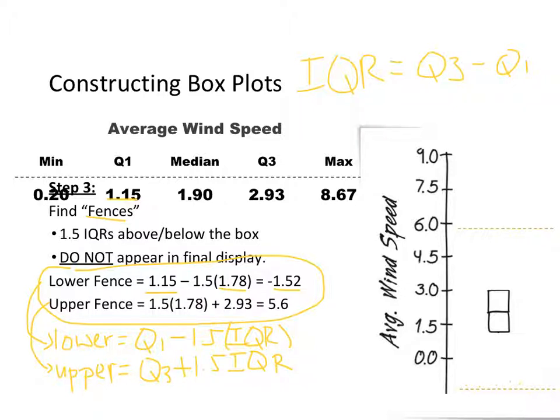If we were to look at our upper fence, note to self, we took our upper quartile, the 2.93, we added 1.5 times our IQR, same as the lower fence, and we got 5.6, which is approximated here. Again, you do not need to put the fences in your box plot. The biggest mistake I see students make is they think the fences are the tails of their box plot.